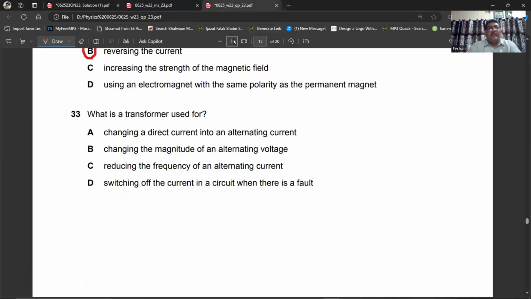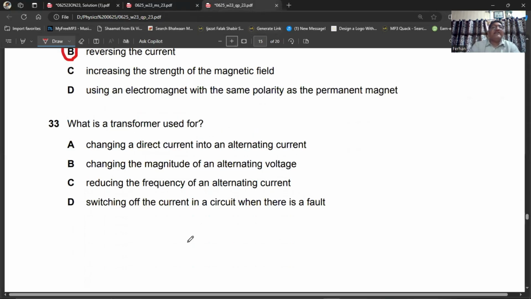Question number 33. What is a transformer used for? A transformer is used to either increase the voltage or decrease the voltage, or to increase the current or decrease the current. Changing a direct current into an alternating current? No. Changing the magnitude of an alternating voltage? Yeah. Reducing the frequency of alternating current? No.